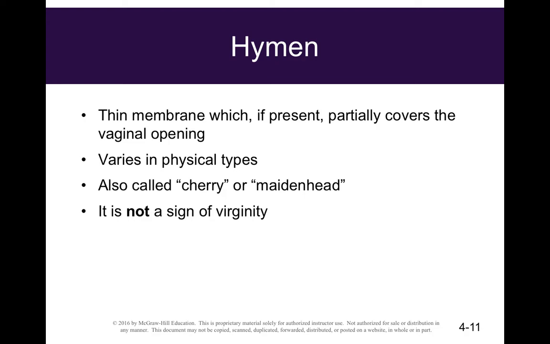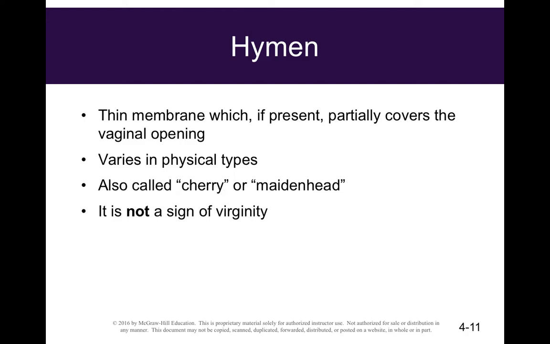The hymen is the thin membrane which, if it's present, partially covers the vaginal opening. And we know that the hymen varies in physical types. Sometimes the hymen covers most of the vaginal opening. Sometimes it covers a crescent shape, kind of like a moon shape. Sometimes it has a whole bunch of bigger holes and sometimes smaller holes. We also call the hymen the cherry or the maidenhead.